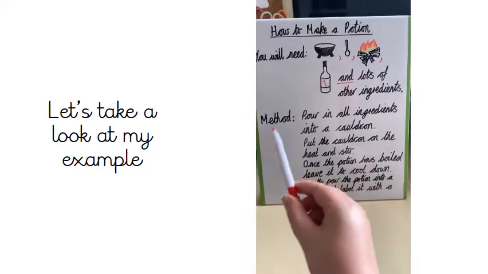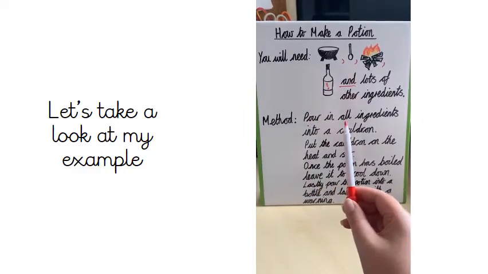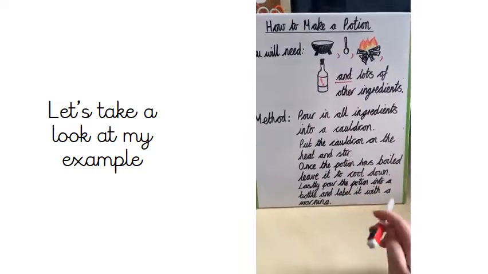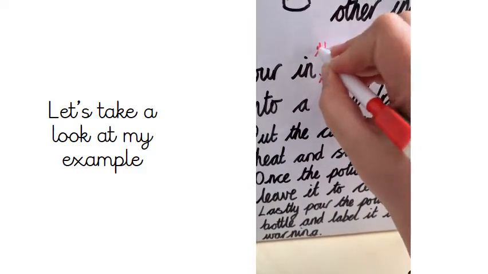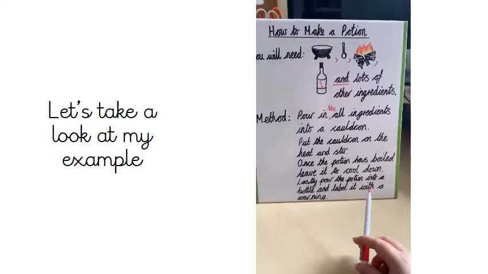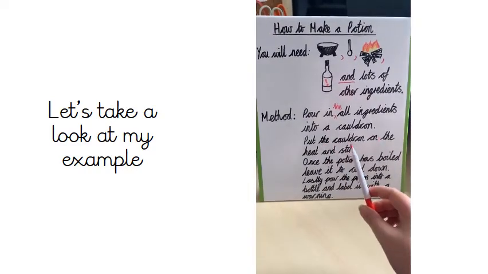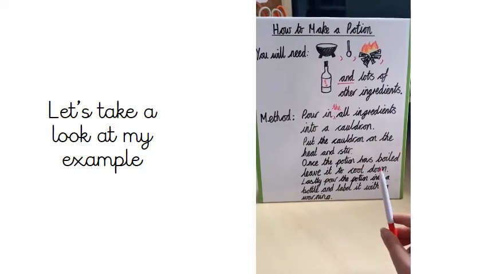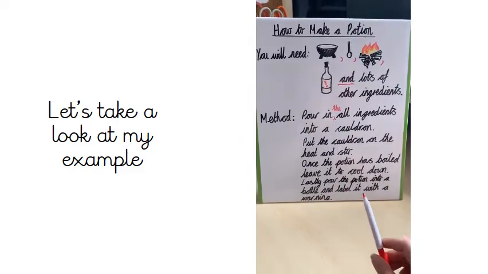So here's my method, and your method might be similar. It might be a little bit different to mine. Pour in all the ingredients into the cauldron, full stop. See, even teachers make mistakes. Put the cauldron on the heat and stir. Once the potion has boiled, leave it to cool down. Lastly, pour the potion into a bottle and label it with a warning.